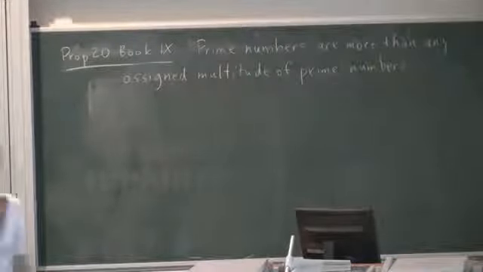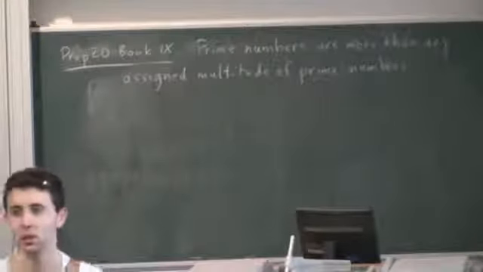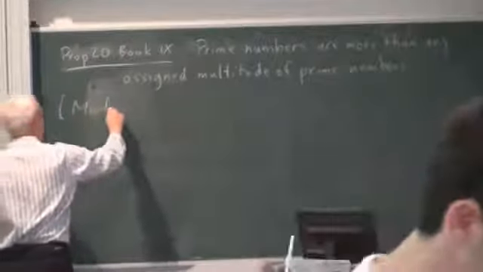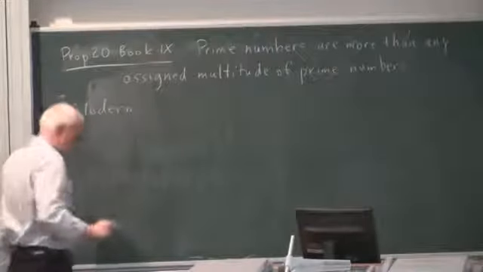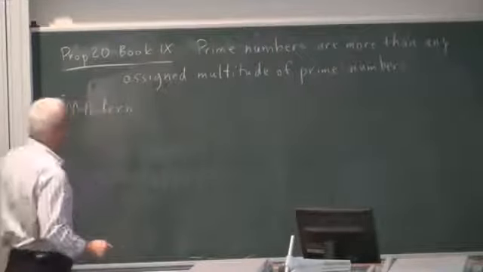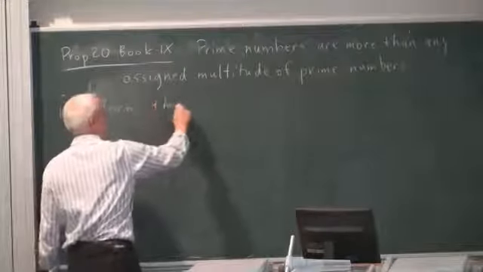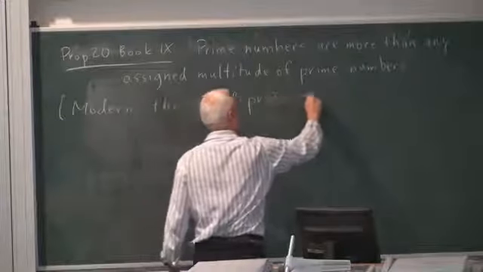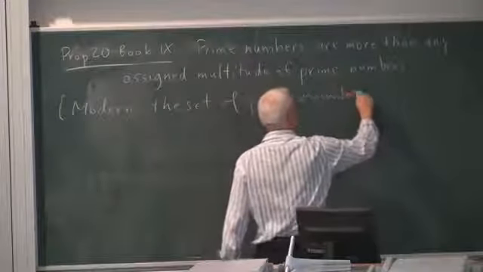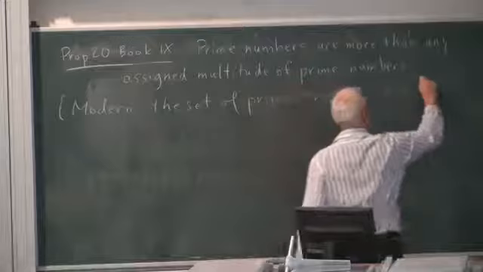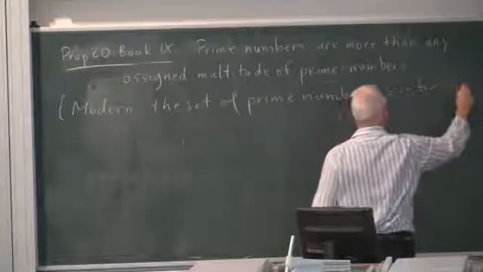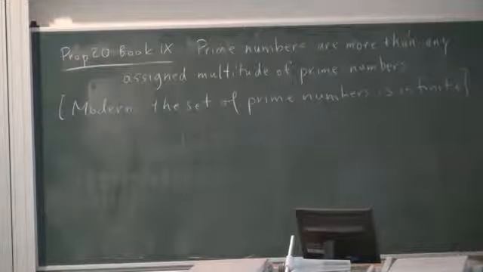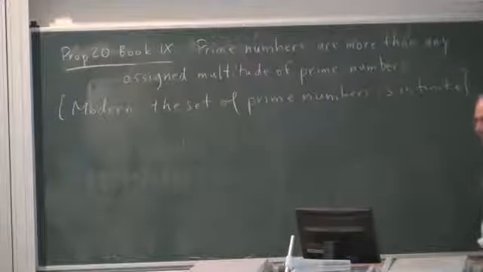Well, in present day treatments, this is usually rephrased in a kind of a modern way. The modern rephrasing of this is that the set of prime numbers is infinite. That would have jarred with the ancient Greeks because they did not like to think in terms of infinite sets.